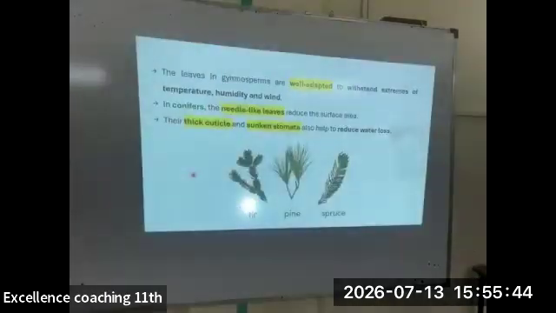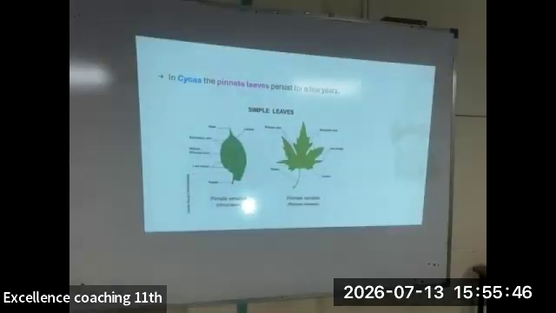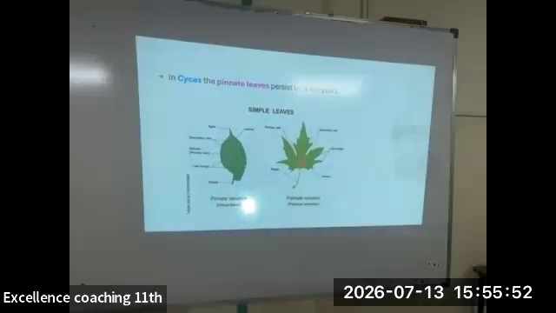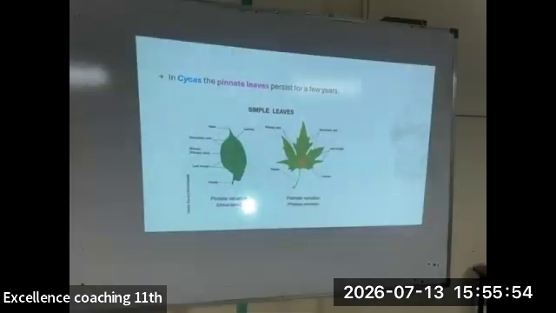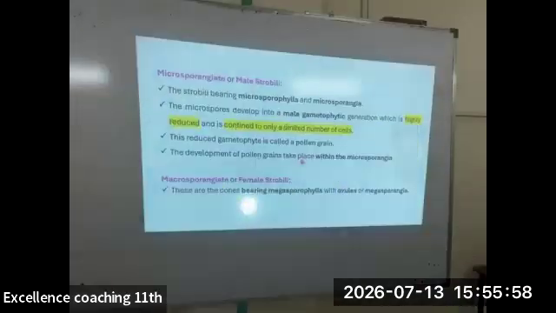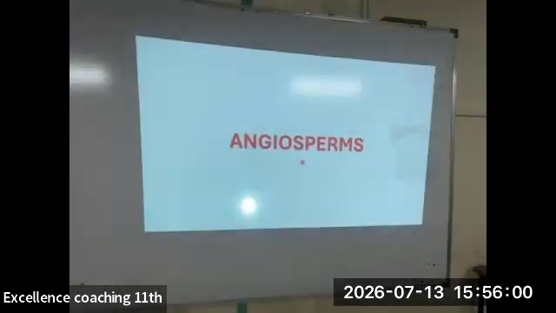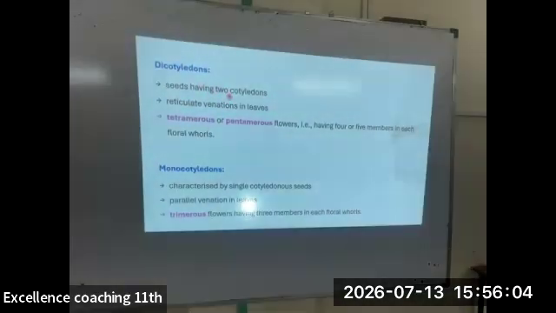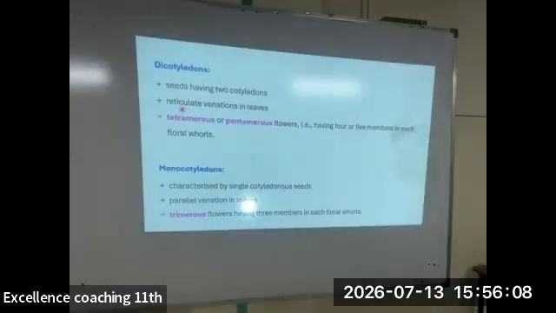Here we can see this is reticulate venation. 1, 2, 3, it's going like veins here and there. And the ones which have very straight lines, that is actually parallel venation. So that is the difference. Dicotyledon is two cotyledons, mono is single cotyledon. Here it is reticulate venation, here it is parallel venation.